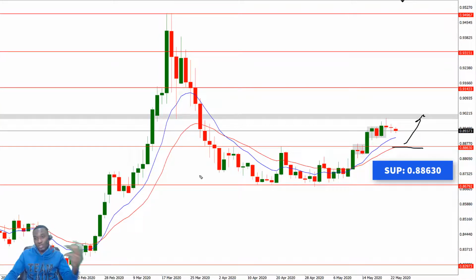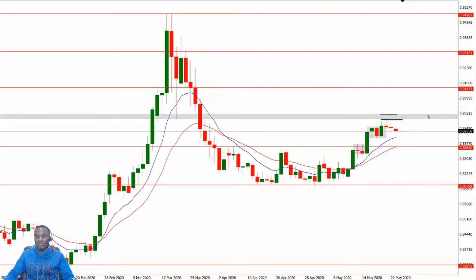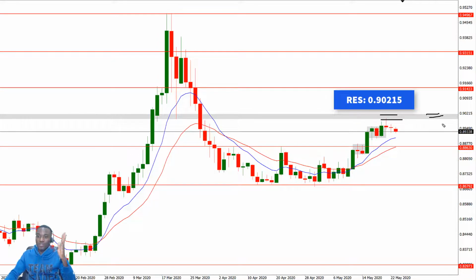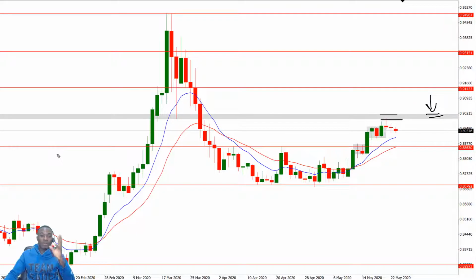But you have to take note that resistance comes in at this level right here. That is the level right there, 0.90215. So resistance comes in right here. So if you want to go long on this currency pair, my advice is you should go for a short position size, for the fact we have a close resistance zone right here, which can act as a hindrance for your analysis to go upward in the bullish rally. And then you have to take note of the price action. You have to see a very strong bullish price action.